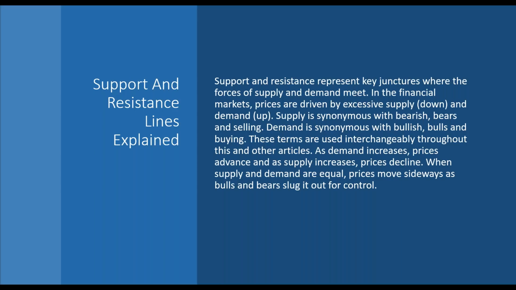Now, if you think of support and resistance levels as key junctures where the forces of supply and demand meet, in the financial markets, prices are driven up by excessive demand and down by excessive supply. Supply is synonymous with bearish and selling. Why? Because that means there's an overabundance in the market. Doesn't mean we have too much wheat or too many euros. It means there are too many sellers or too many buyers.